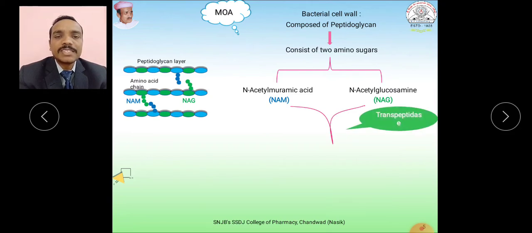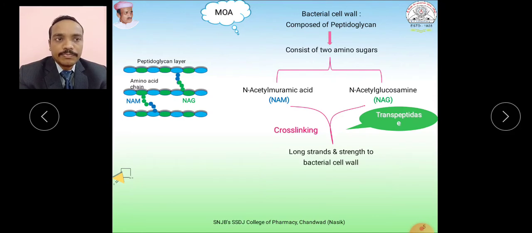Transpeptidase is one of the enzymes present in the bacterial cell that carries out the cross-linking of these two sugars and forms the amino acid chain. Here you can see the cross-linking of these two sugars by the enzyme, and they form the amino acid chain, that means a peptidoglycan layer. That is responsible for formation of the bacterial cell wall.